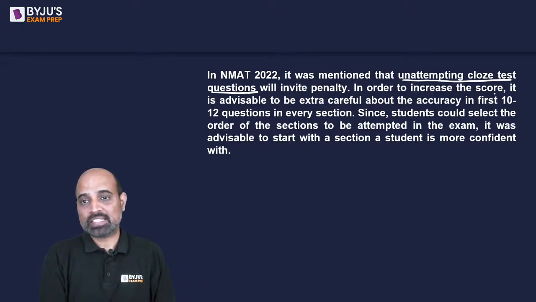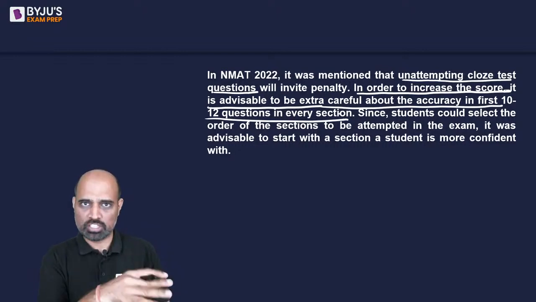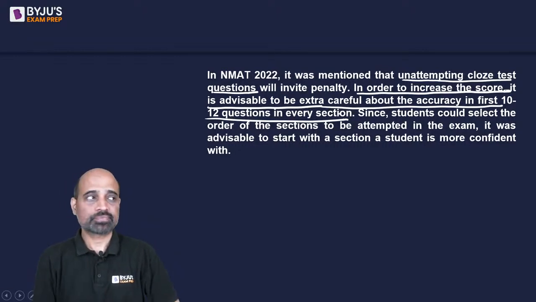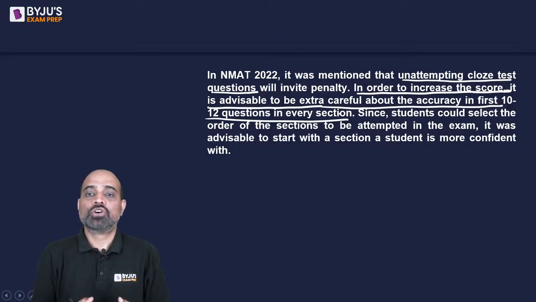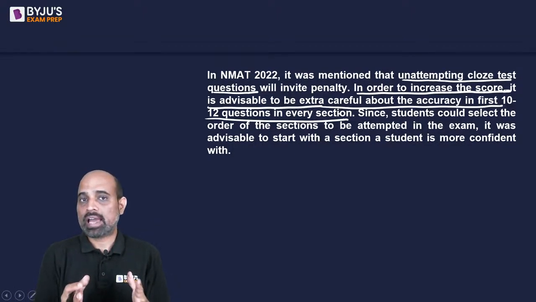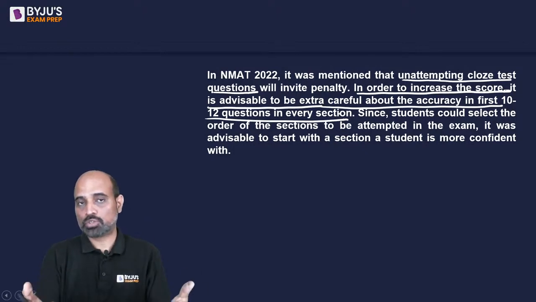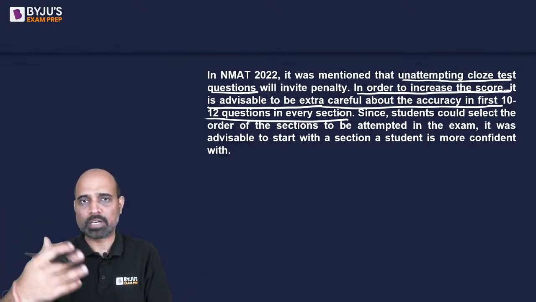Okay? So please remember this, that if you want to have a greater score, make sure that the initial 10 to 12 questions, हर section में, तीनों में, not in just one section, should be correct. So it means initially you need to go slow. Okay? Make sure that most of the questions initially are correct. उसके बाद आप speed पकड़ लो.